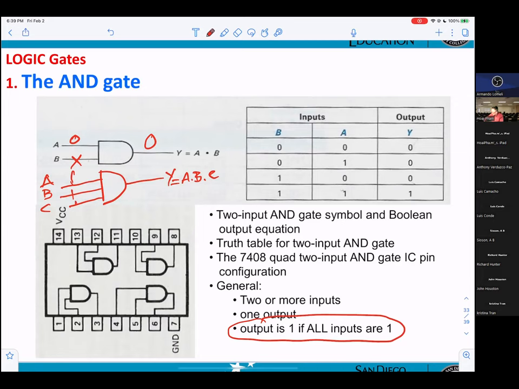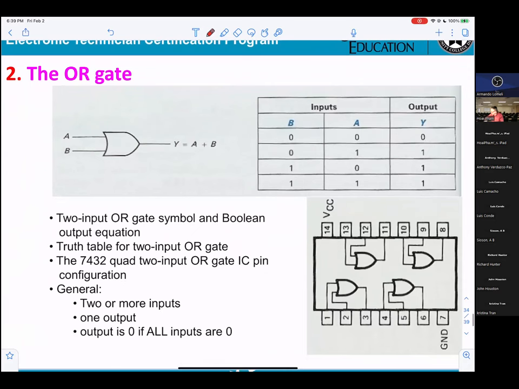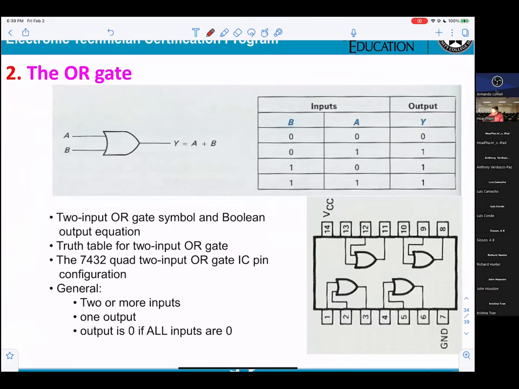Okay? That's talking about the AND gate. If you're looking at the gate, you must recognize this is the AND gate. Next one, another one, the OR gate. Okay? You can see the difference right here. And the OR gate will be 7432 inside one IC.